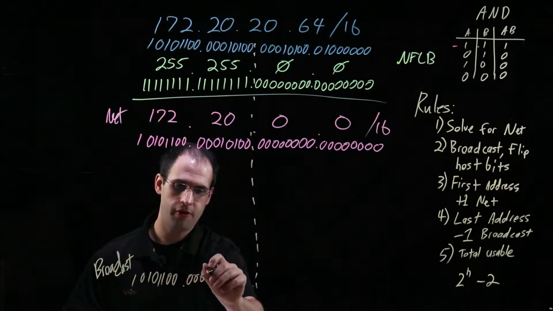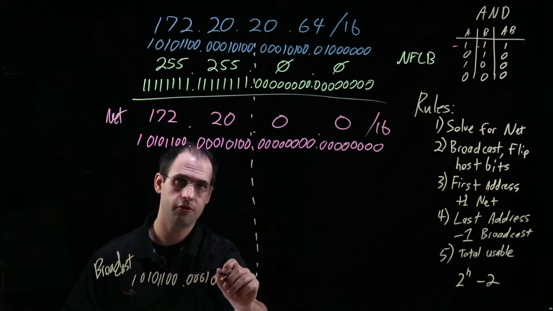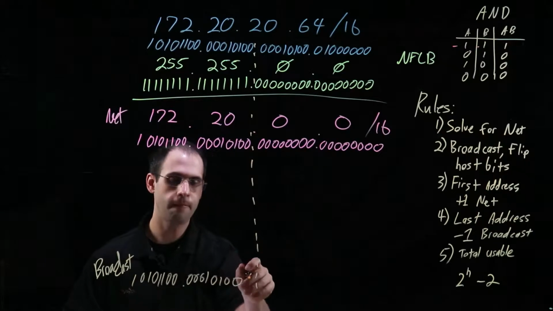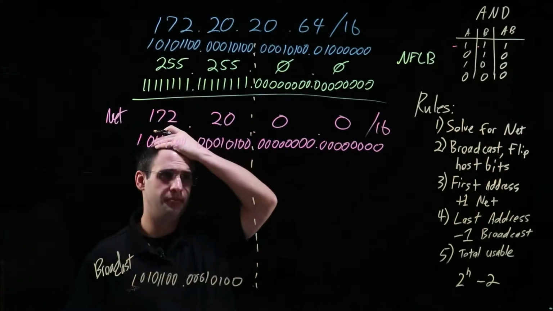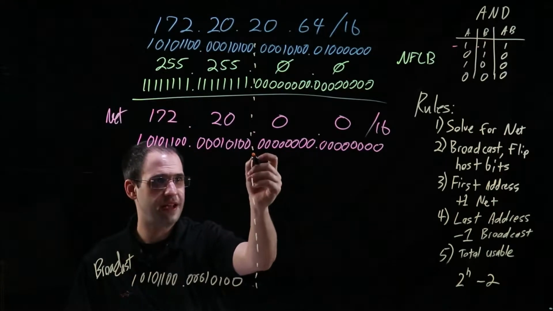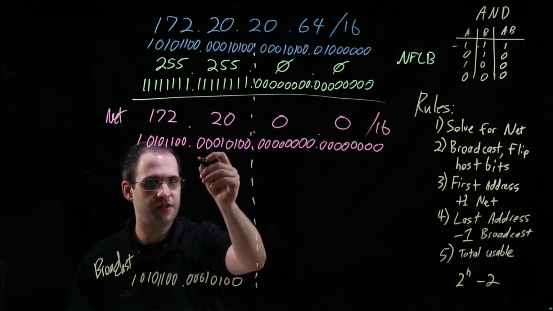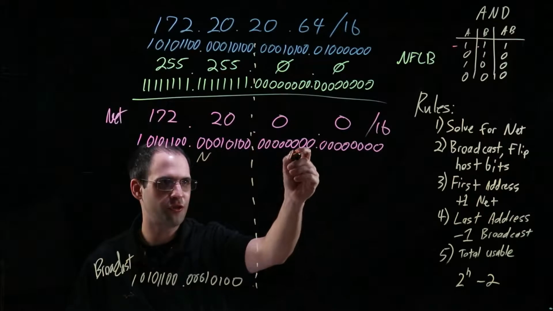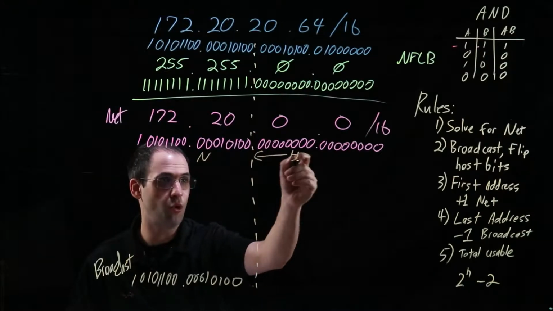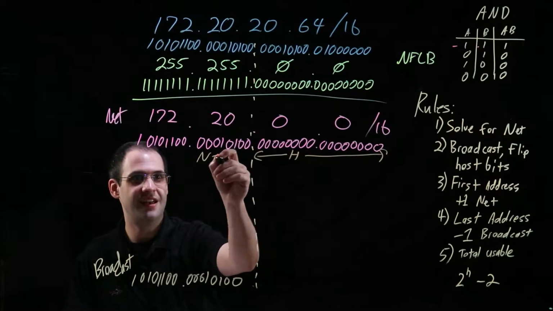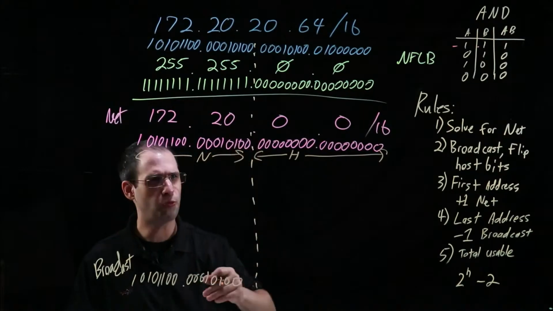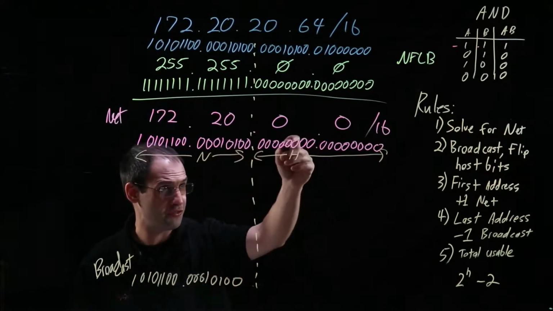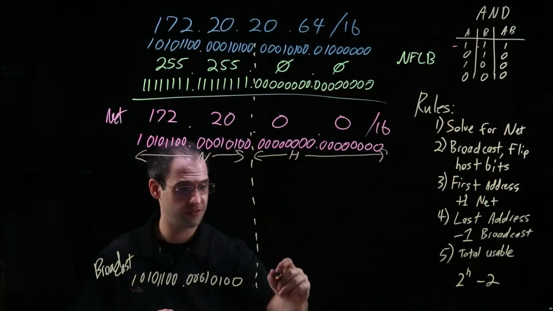1, 2, 3, 1, 0, 1, 0, 0. All right. And then remember, we flip all the host bits. So this is now the dividing line between what is network and what is host. Host is now all of this, and network is now all of this, okay? So it's actually split right down the middle, all right? So we actually flip all of our host bits.